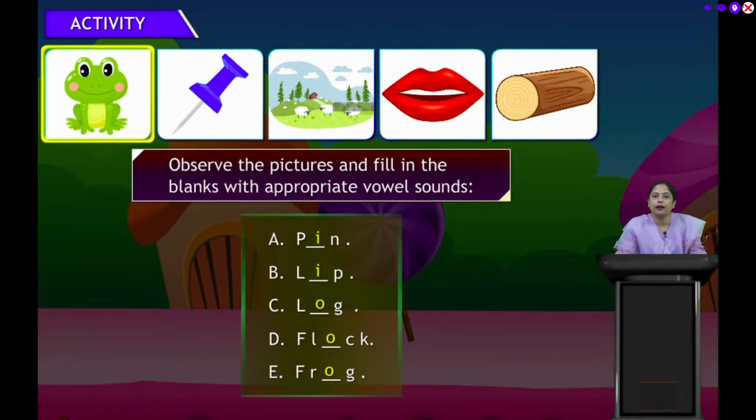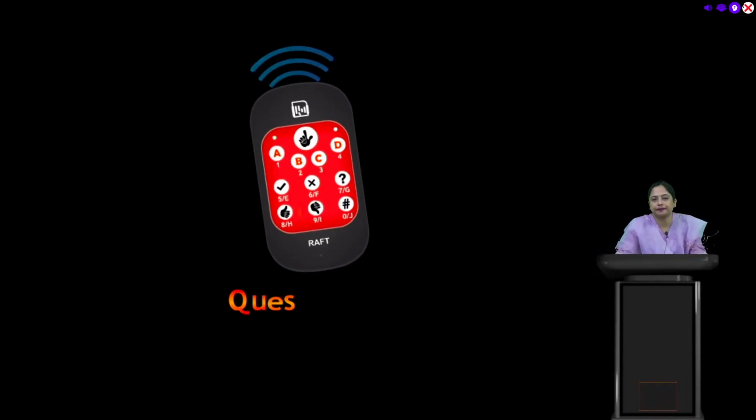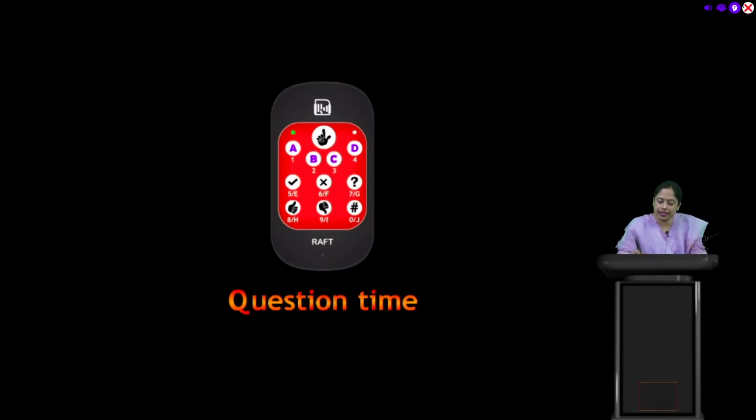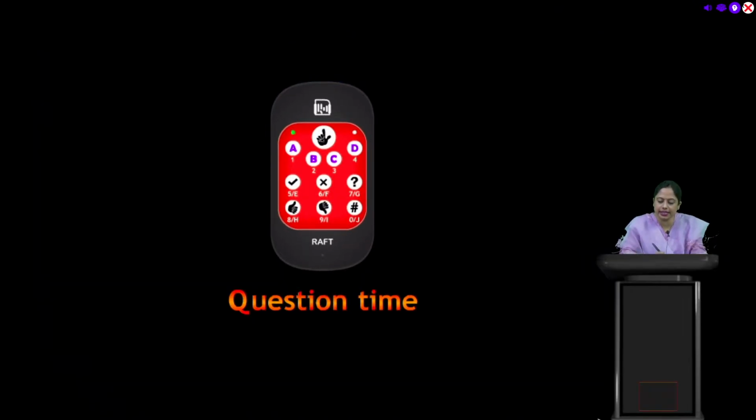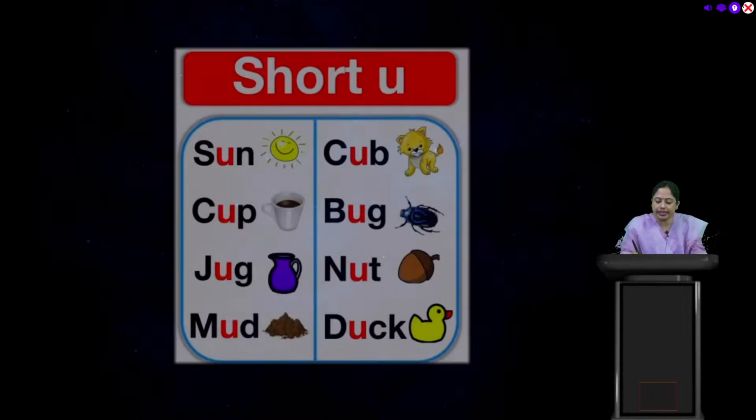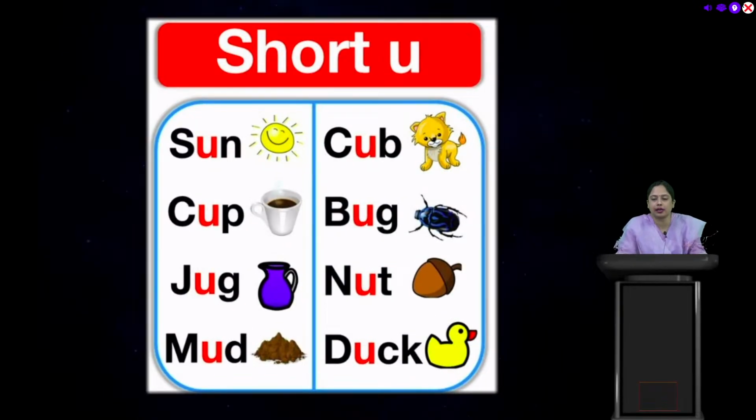So pin, lip, log, flock, frog. Okay, these are the various I sounds. So did you find today's class interesting? So this is actually very interesting. If you practice, if you learn phonics, it's very interesting how a same letter could produce more than one sound. Now that was all about I and O.